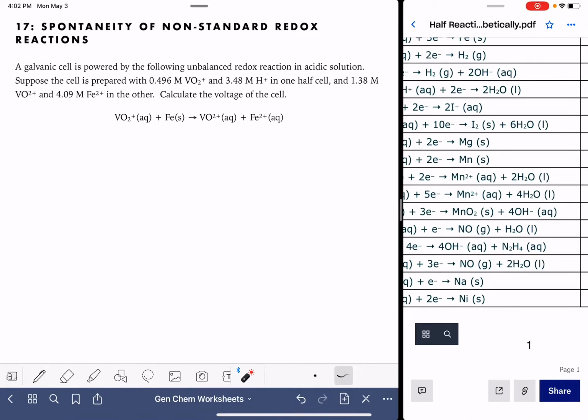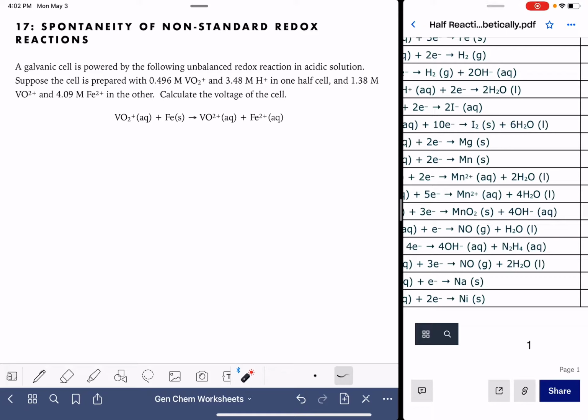On this worksheet, we're going to be calculating the voltage of a non-standard voltaic cell. One of the characteristics of a non-standard cell is that it has at least one solution with a concentration that is not equal to 1 molar. And in this particular case, we've got 4 solutions that are non-standard.